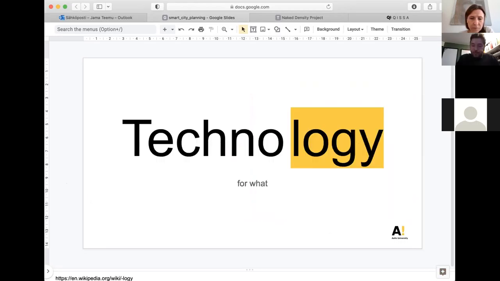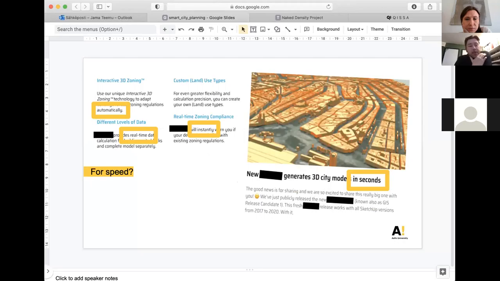So technology, for what? I try to explain that I'm using that kind of analytical technology to dig into that density question, when it is meaningful, at what scale and in what way it is calculated. But in general, in planning, there is a tendency to use technology for speed. This is one example. I have blocked the name because I don't want to mock any companies here, but it's, at least in Europe, a very much used plugin for certain programs, which actually just calculates faster the amount of gross floor area, nothing else.